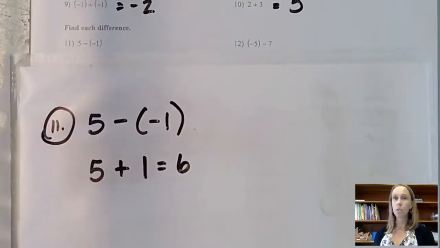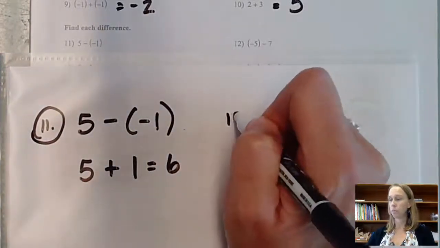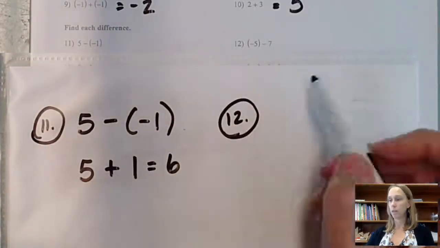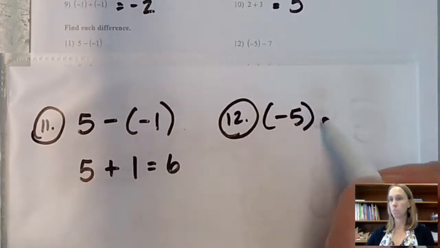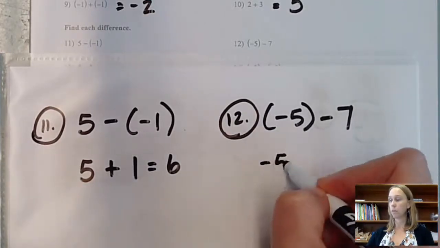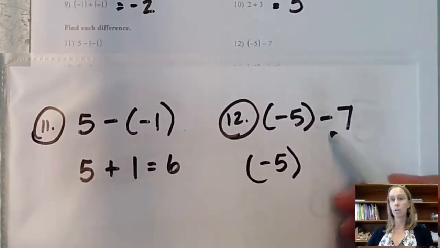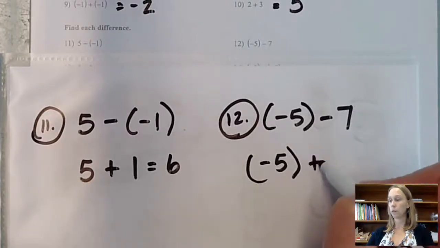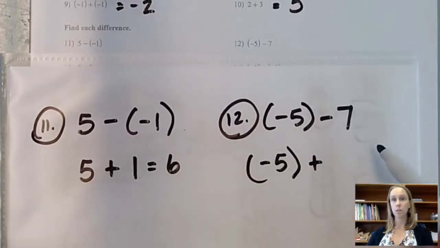So let's look at number 12. Same thing, we have negative 5 minus 7. And I want to rewrite that as an addition problem. So I'm going to start with negative 5 and leave it alone. I'm going to change my subtraction sign to an addition sign. And then the opposite of positive 7.